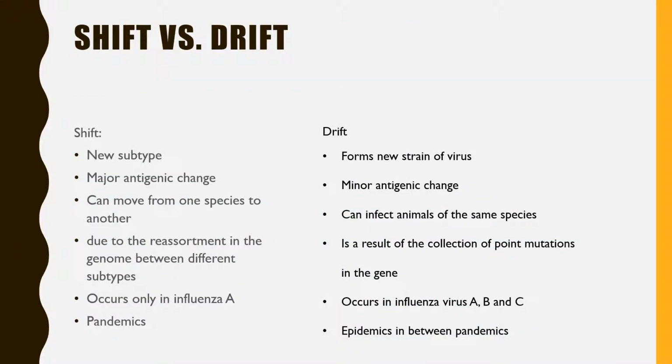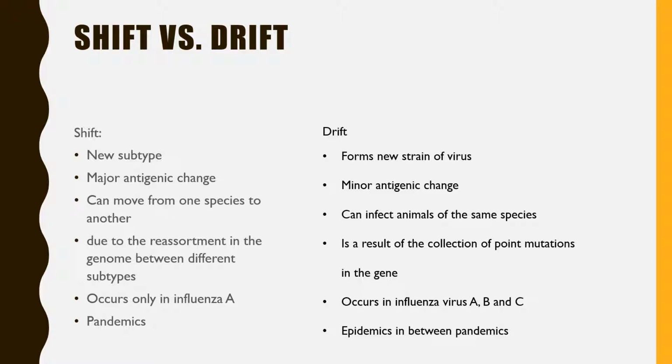I'm now going to quickly run over shift versus drift. So shift, there's a new subtype, there's major antigenic change, and in shift, the shift can move from one species to another. The shift is due to the reassortment in the genome between different subtypes. Shift also occurs in only influenza A and causes pandemics.